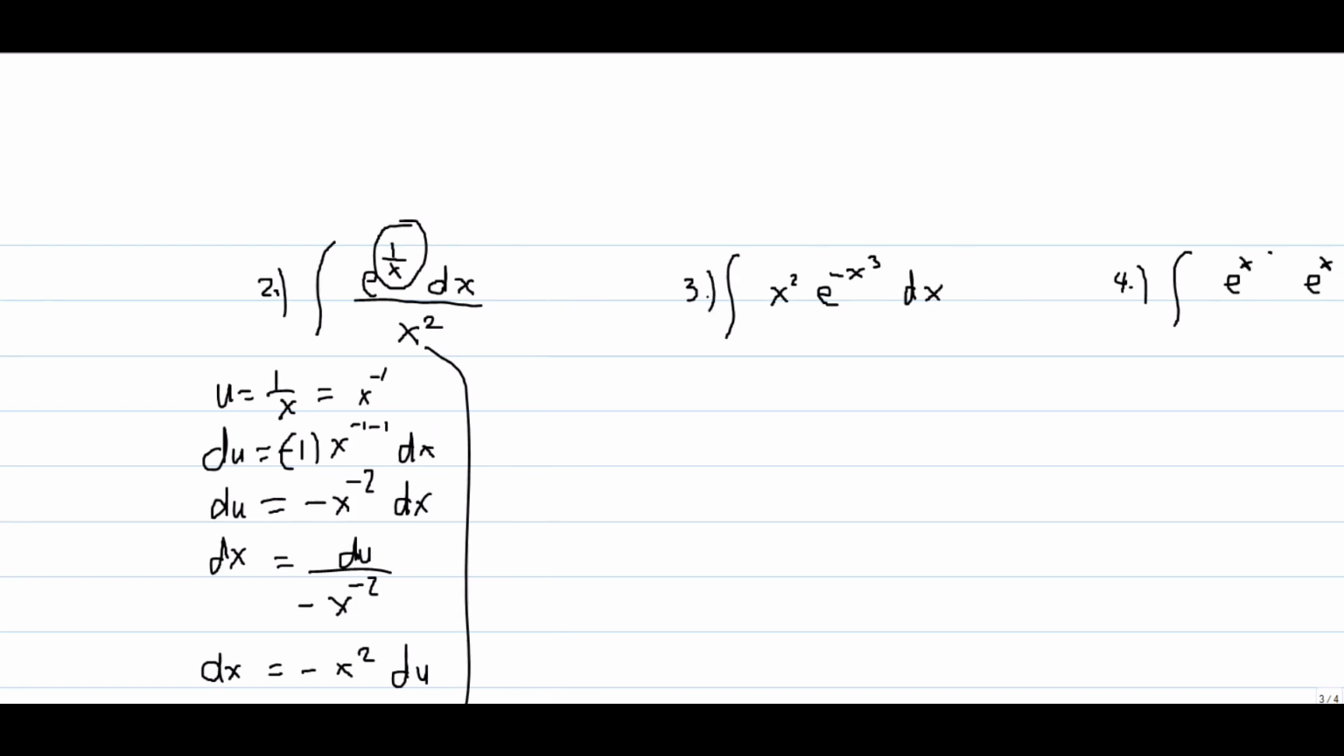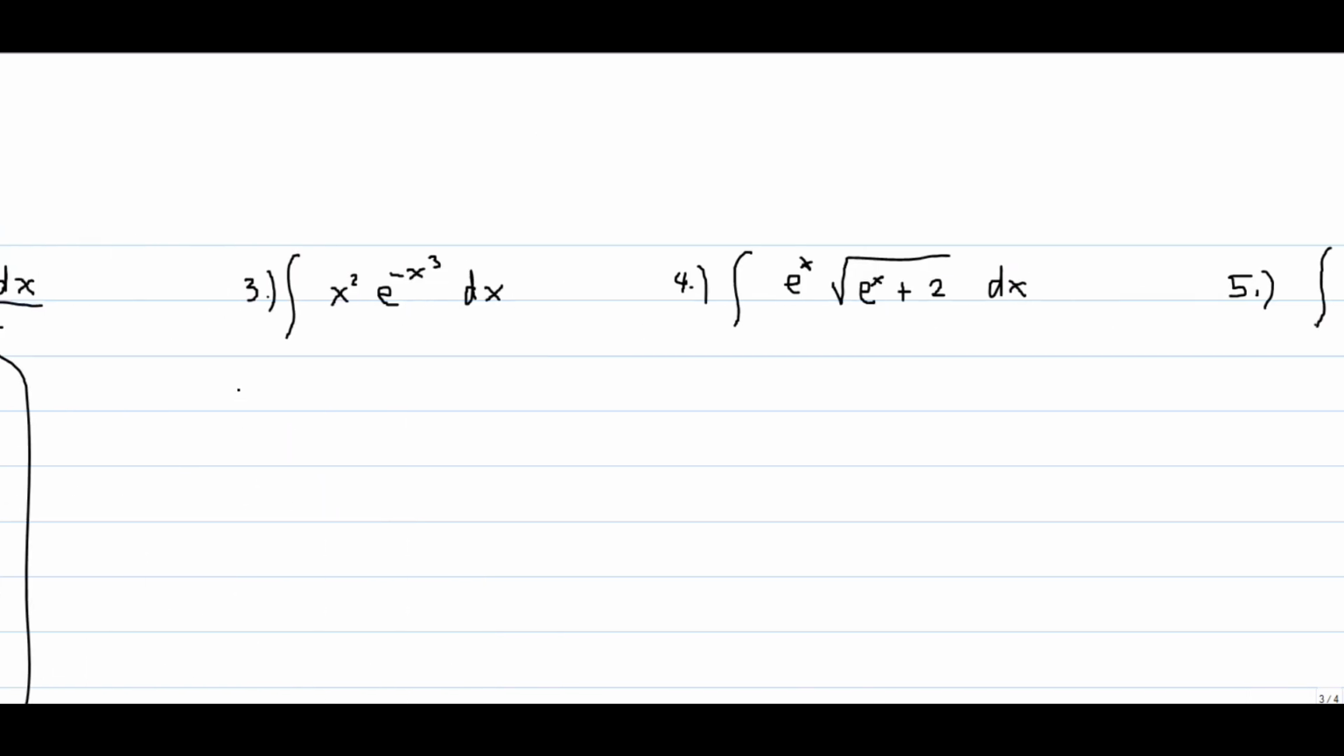So next, what is the equivalent antiderivative of x squared e to the power negative x cubed? Okay, so I let u here be negative x cubed, times dx. So where u is equivalent to negative x cubed, then du here is equal to negative 3x squared dx. So dx here is equal to du over negative 3x squared.